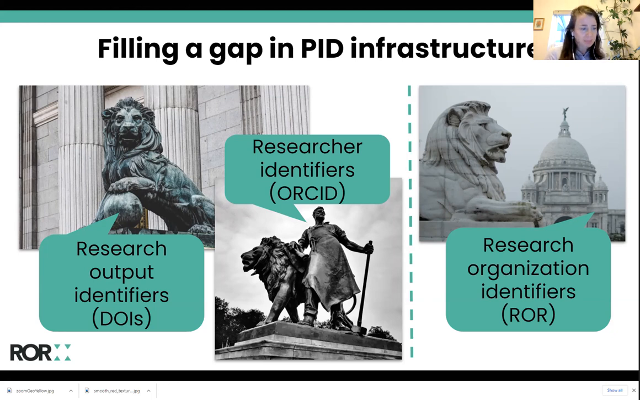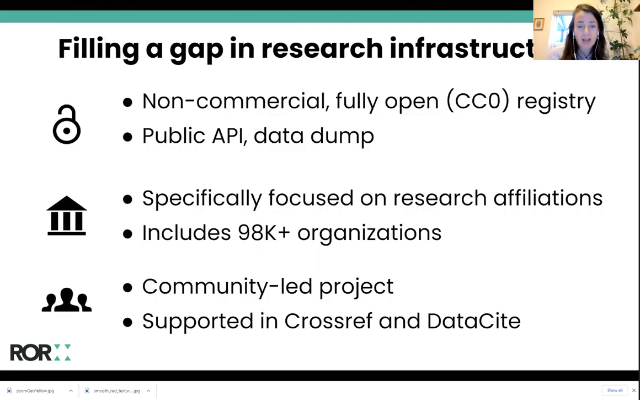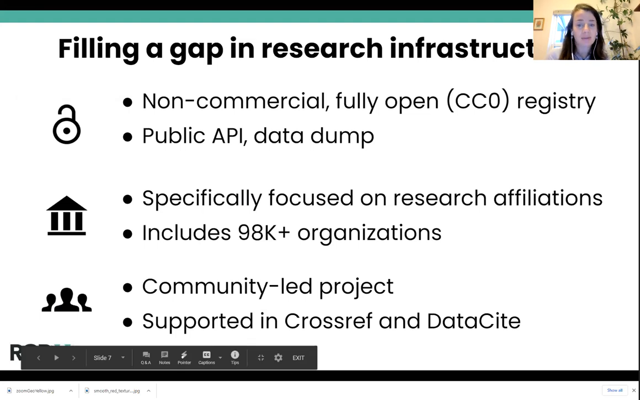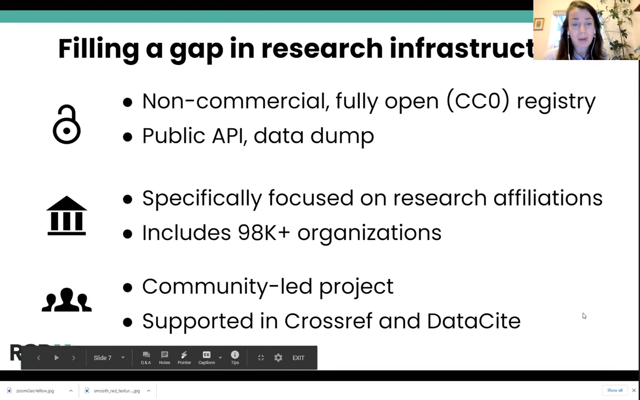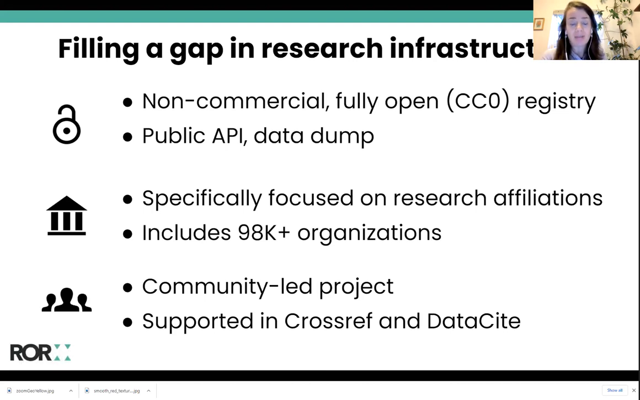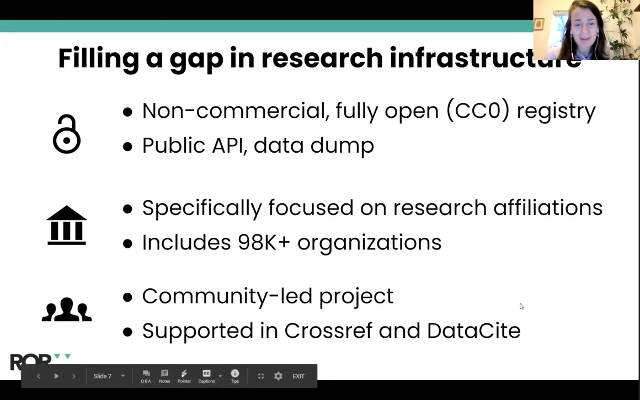So next slide. ROR was launched essentially in 2019 as the first and only registry of identifiers that is truly open. It is specifically focused on identifying affiliations, driven by community needs, and supported in open and community-driven infrastructure like Crossref and DataCite. So it's up and running. There are a bunch of organizations in the registry right now. We have open tools for working with the ROR data. So it's here and it's ready. Next slide.